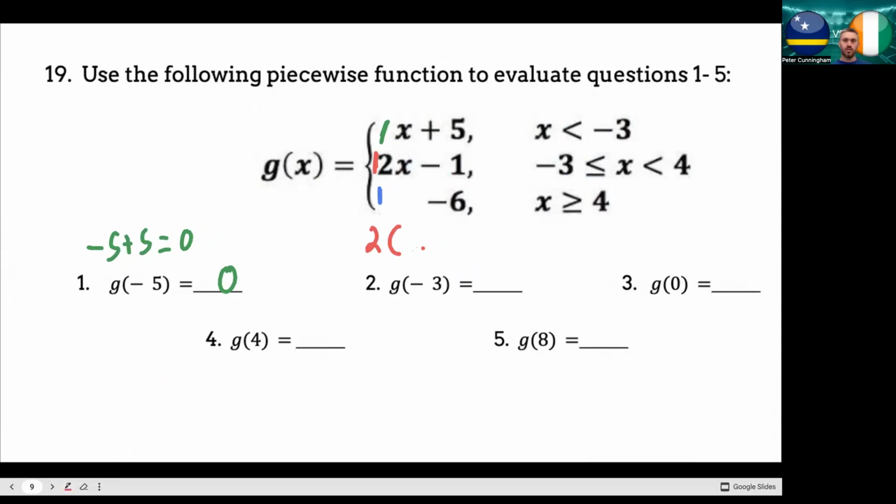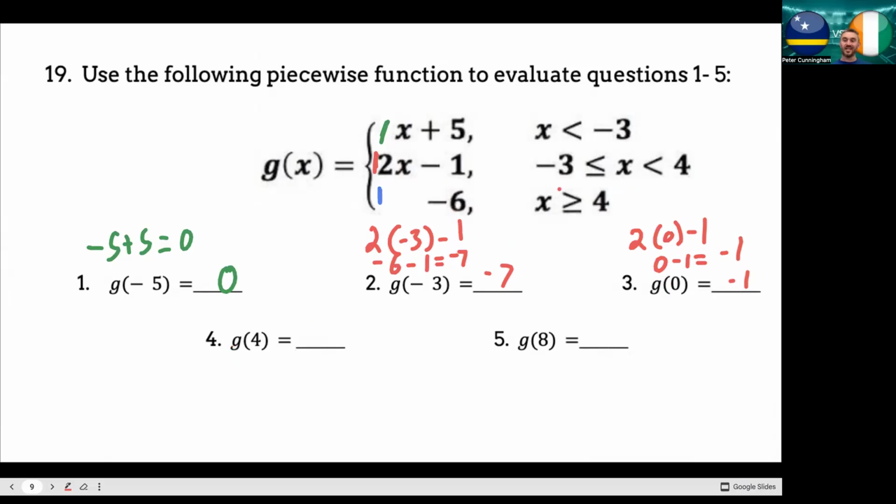2 times x of -3 minus 1. 2 times -3 is -6 minus 1 is -7. Okay, what about 0? 0 again falls in this red rule. 2 times 0 minus 1. 0 minus 1, which equals -1. So -1 is my answer there.